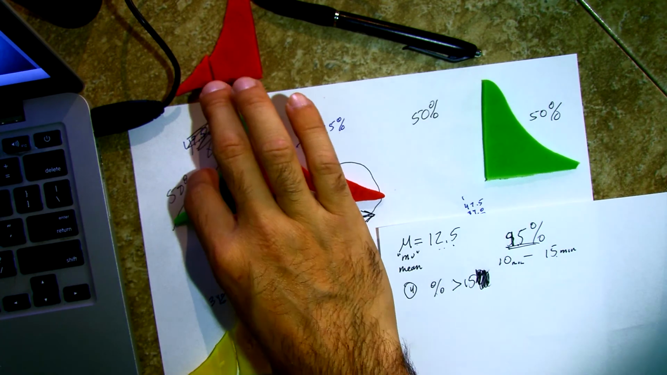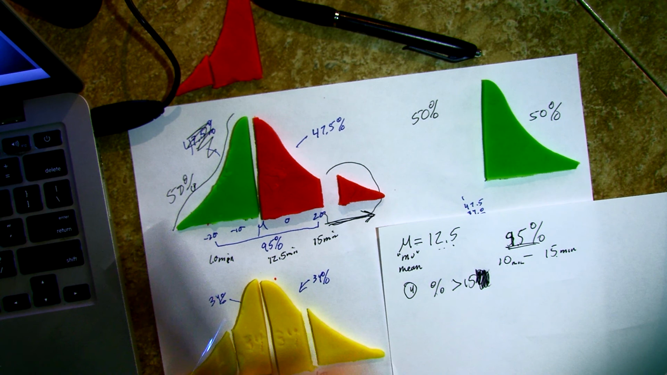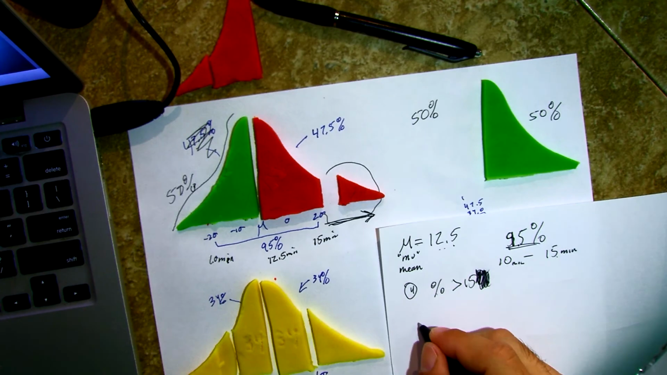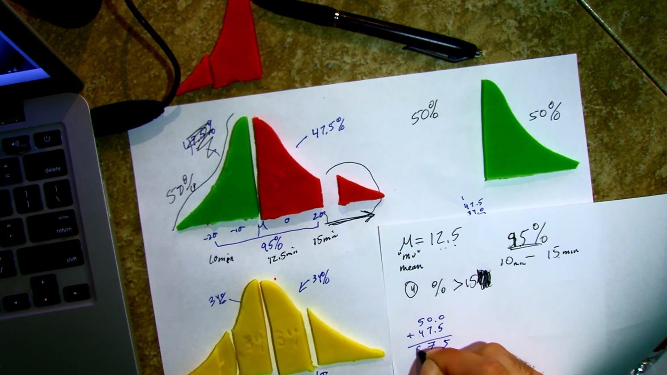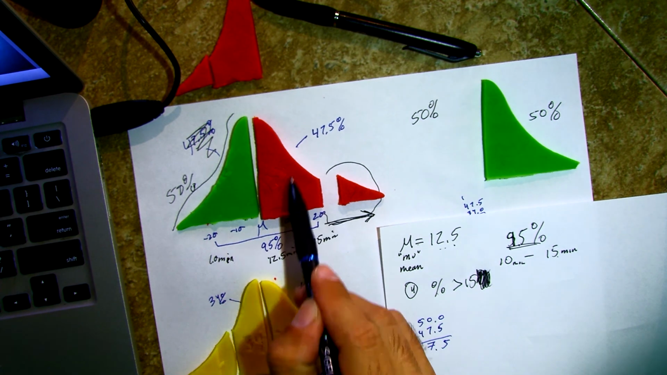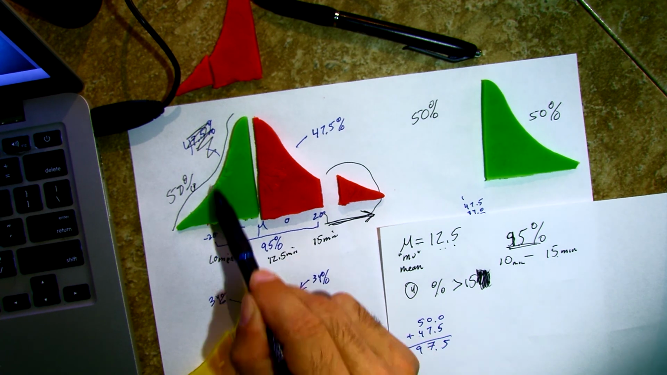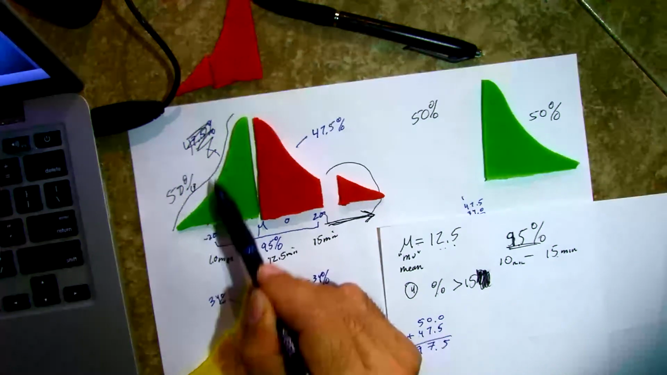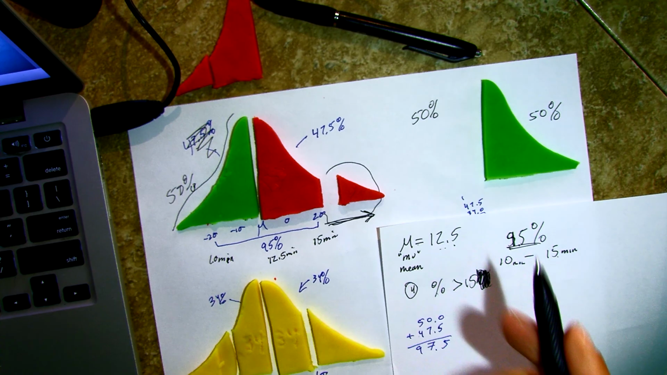So what I'm trying to do is figure out what all the rest is and just subtract it from 100. Everything under the curve is always 100. So watch. We know this is 50. We know that's 47.5, so I'm going to add those together. So I know that all of this red and green over here is 97.5. Okay? So if that's 97.5, what is this little sliver on this side?